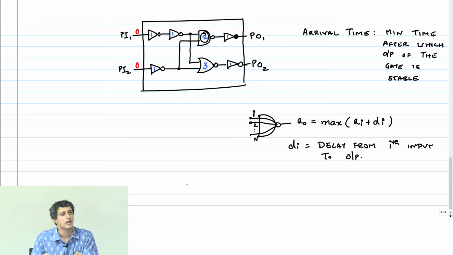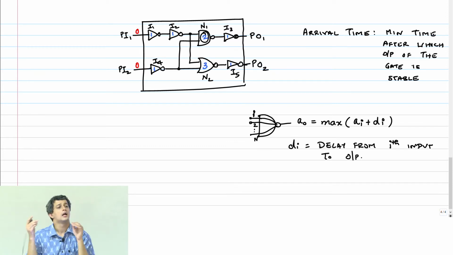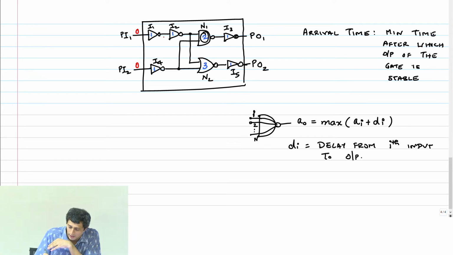What's the arrival time at the output of the first inverter? Let me label them. I1, I2, NAND gate N1, I3, I4, N2 and I5. What's the arrival time at the output of I1? 0 plus the delay through the inverter. Therefore, you get arrival time of 1. What about arrival time at I2? It will be 2. What about arrival time at N1?